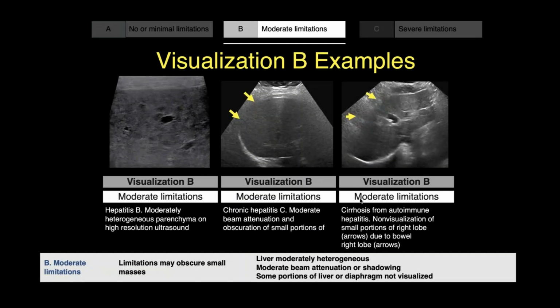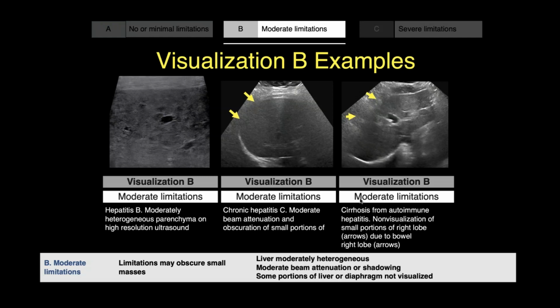Visualization B is where there are moderate limitations, and so whatever it is that is causing some mild compromise, or moderate compromise, I should say, to the exam, the limitations may obscure small masses, and by small masses it's kind of understood that small means less than a centimeter.